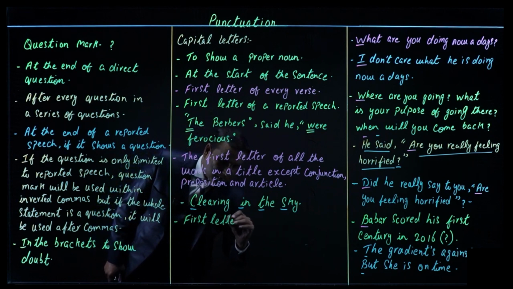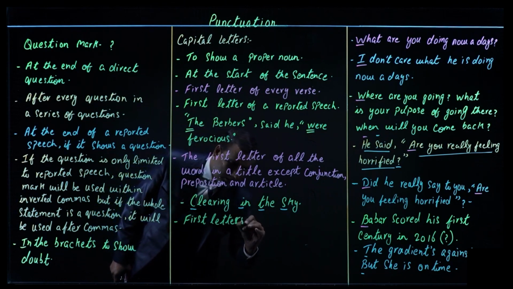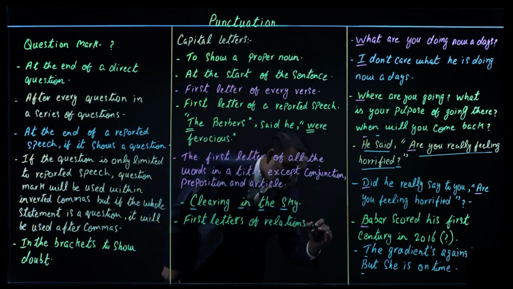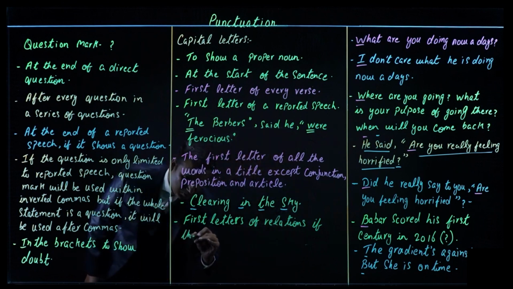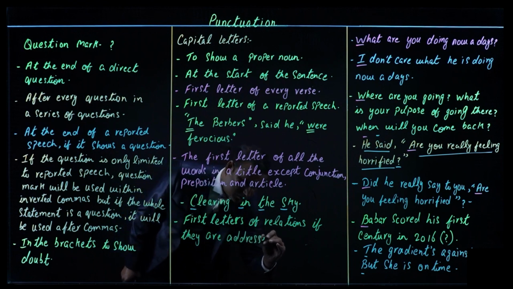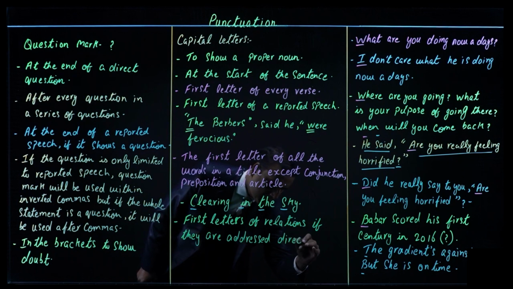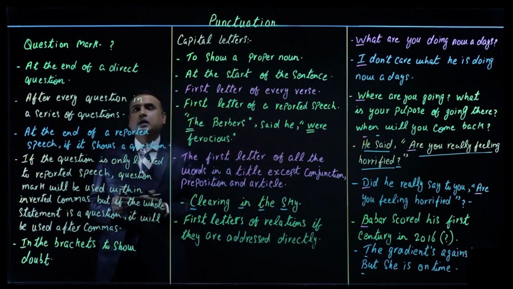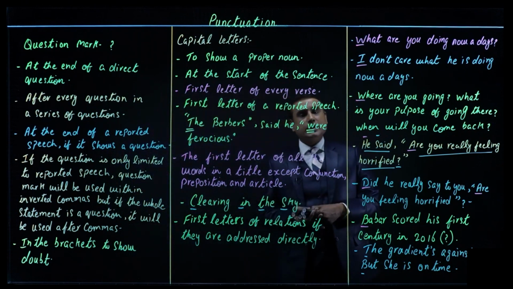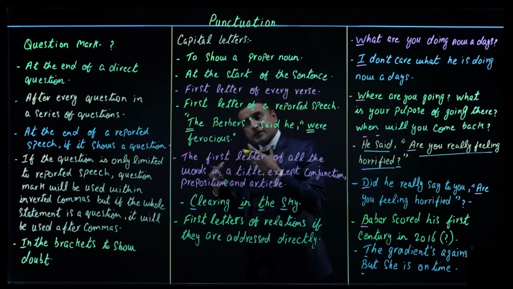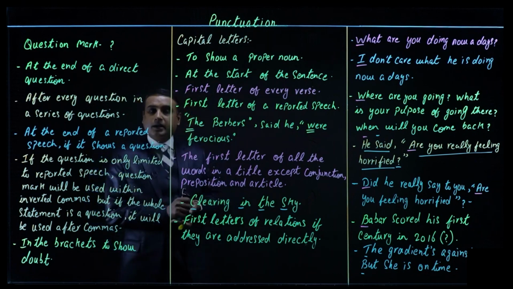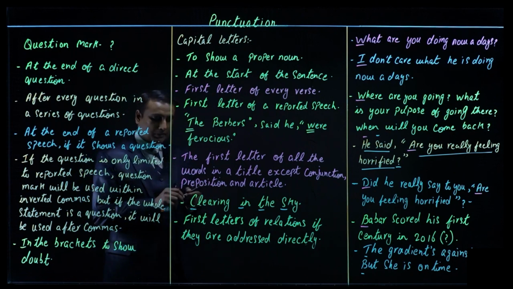First letters of relations, if they are addressed directly. कोई भी रिलेशन है, मदर, फादर, ग्रैंडफादर, ग्रैंडमदर और व्हाटएवर, कोई भी रिलेशन है, जब आप उसको directly address करेंगे, even if it is a post like President or anyone else, directly address करेंगे, direct addressal के लिए we will use the first letter as capital.